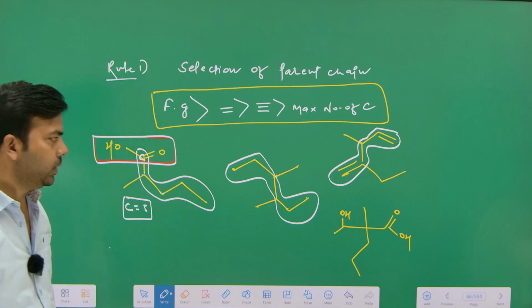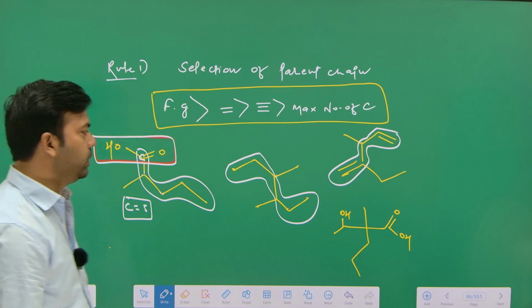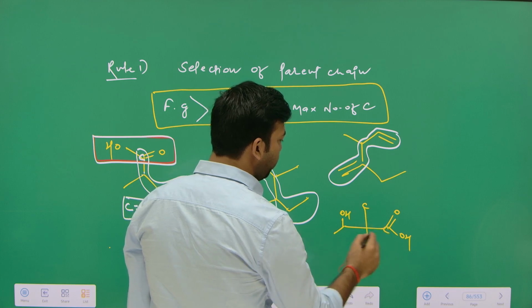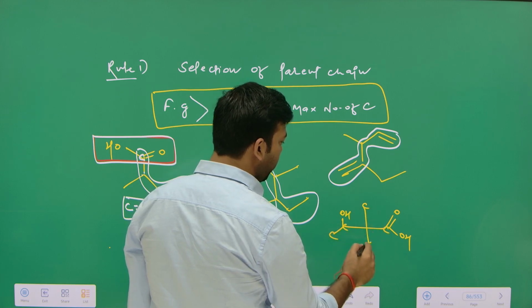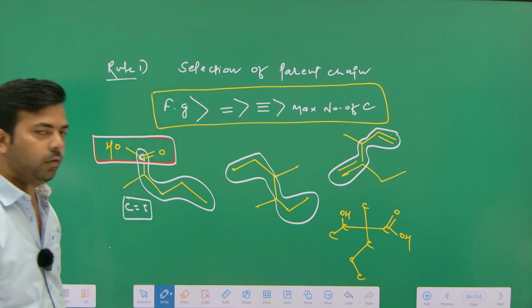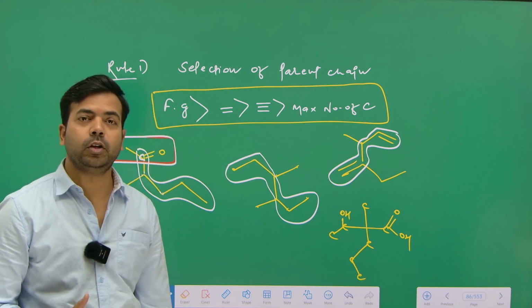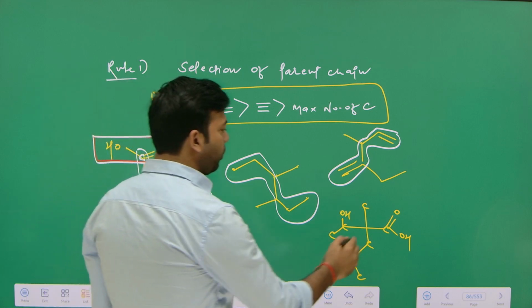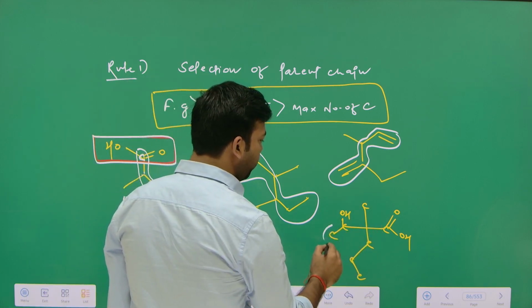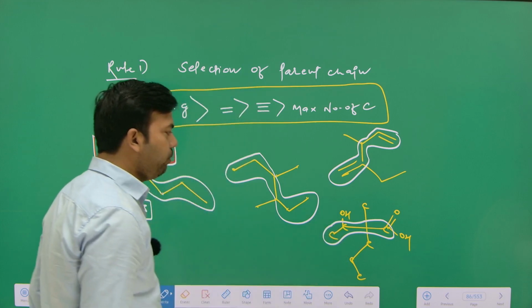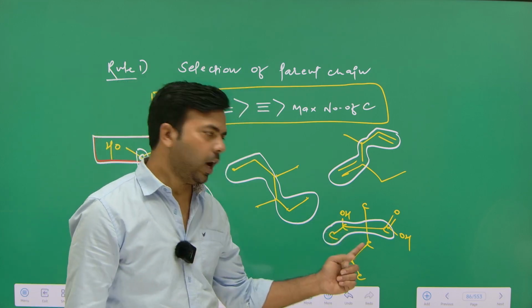Clear? This is a compound and we have to select the parent chain. So every dot is a carbon. This is carbon, this one is a carbon, this one is a carbon, carbon, carbon, carbon and carbon. So here we have more than one functional group, so we have to include both functional groups in the parent chain. So we can start from any one. Suppose this carbon, 2 carbon and this carboxylic carbon. So you can see we have both functional group containing carbons in the parent chain.